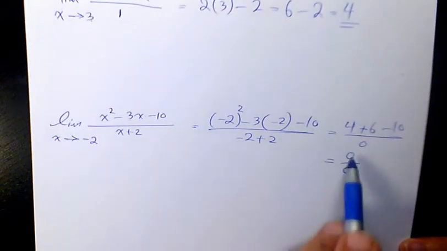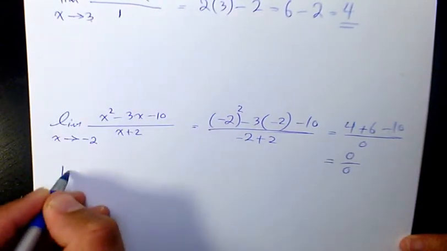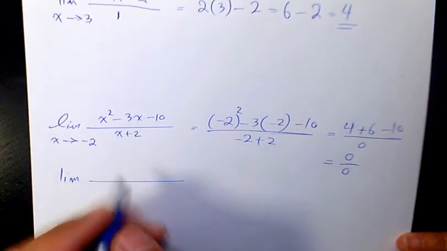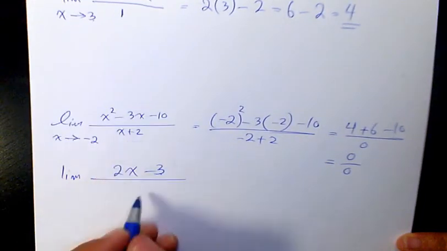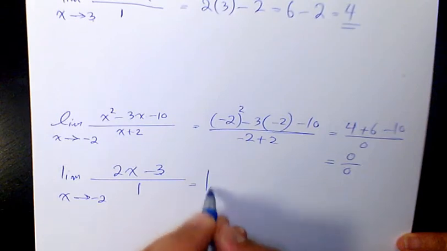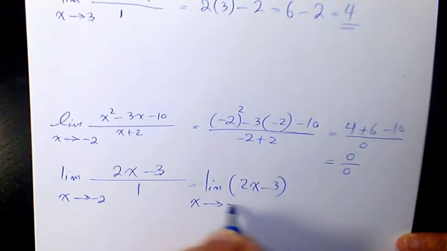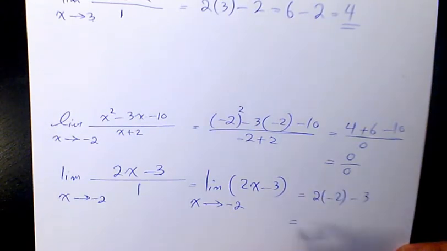So whenever you are dealing with 0 over 0, you need to use L'Hopital's rule, which means the derivative of the numerator divided by the derivative of the denominator. So that's going to be (2x - 3) / 1 as x approaches negative 2. So that's going to be the limit of 2x - 3 as x approaches negative 2. That's 2 times negative 2 minus 3, which will be negative 7.